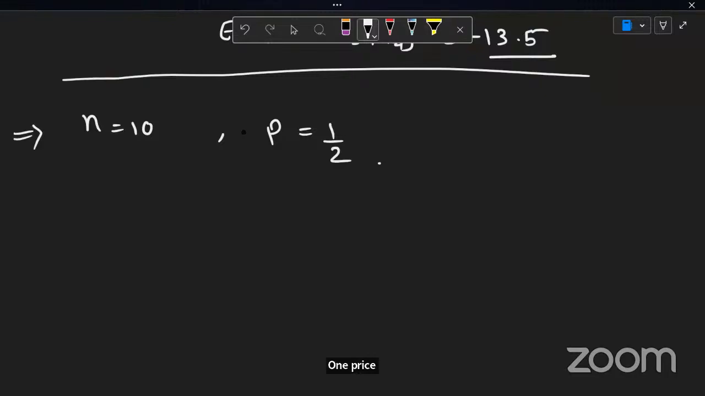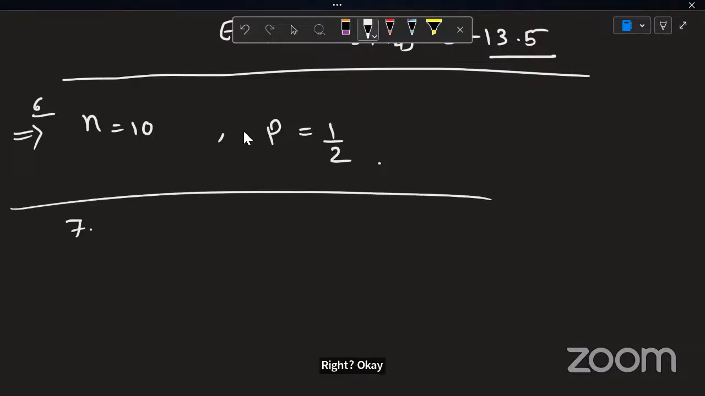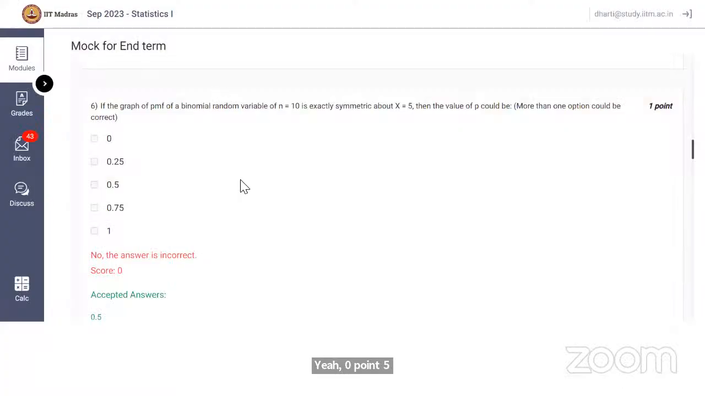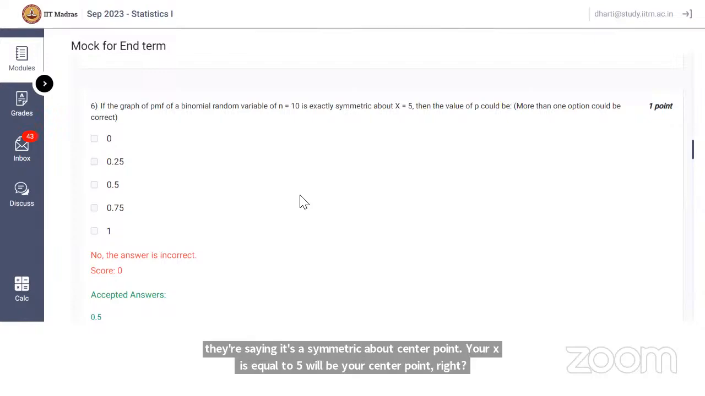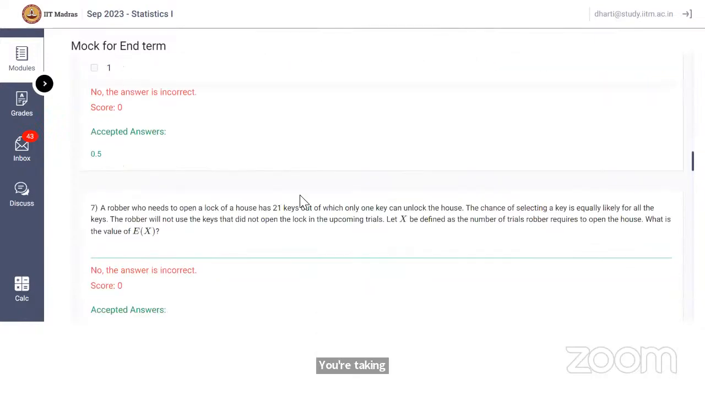Then what is the answer of this question? 0.5 only. They are saying it's symmetric about the center point. Your x equal to 5 will be your center point, right? You're taking n as 10 values. I got it.